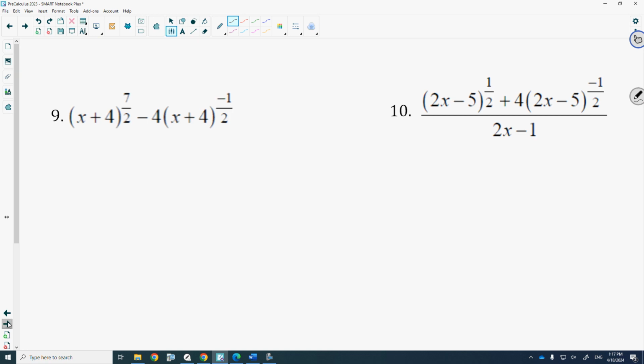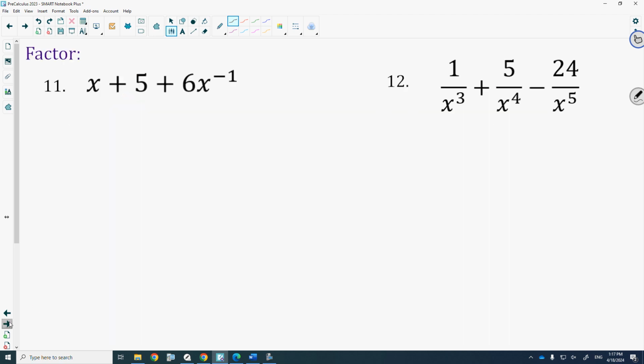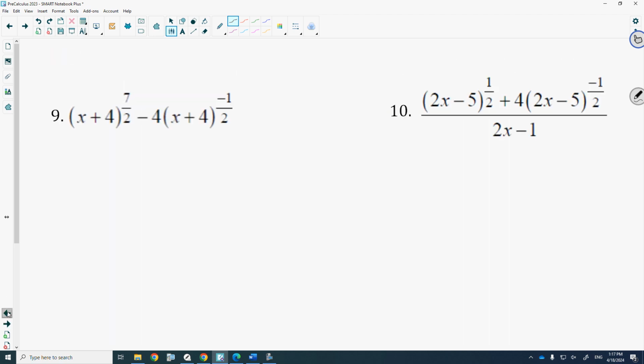Okay, we have a couple more questions, and then we will be done this lesson. I think we have got 4 left. All right, so again, x plus 4, x plus 4. We're going to be factoring out an x plus 4. Each of the terms has x plus 4. You want to factor out the x plus 4 with the smallest exponent, which is going to be this one right here. So I'm going to factor out an x plus 4 to the negative 1/2.